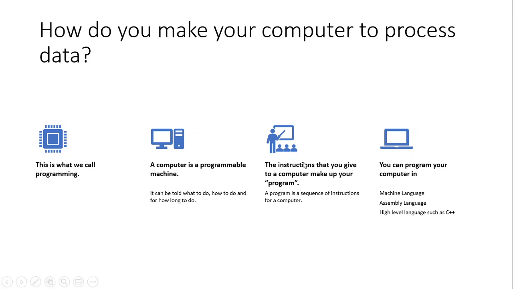Now, the instructions that you give to a computer make up your program. They are called your program. What is a program? A program is a set of instructions that you give a computer to perform a specific task. You can have many different programs. For example, if you go to a formal function, you get a program for that function, like what will happen in that function and in what sequence will it happen.